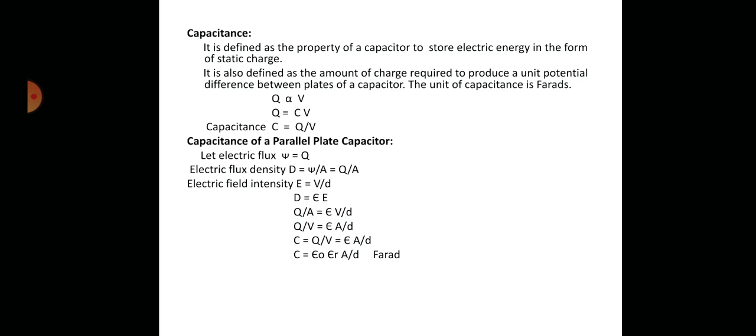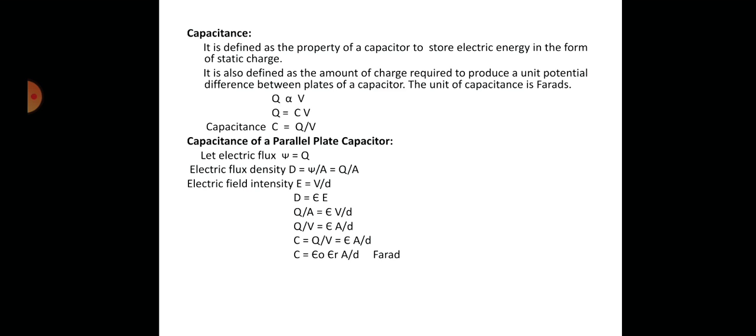Now we can derive the expression for the capacitance of a parallel plate capacitor. We have the flux psi equals Q coulomb, and electric flux density D equals psi upon area, which is equal to Q upon area. Electric field intensity E equals V upon D. We have D equals epsilon into E. Now putting the value Q upon A equals epsilon V upon D, so Q upon V equals epsilon A upon D. We know that Q upon V is the capacitance. So C equals epsilon A upon D.